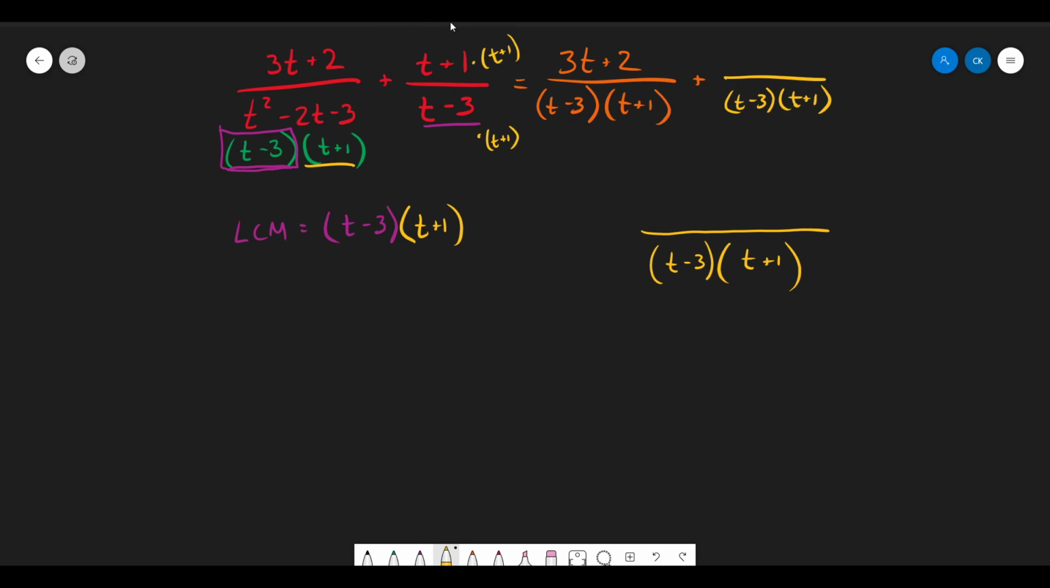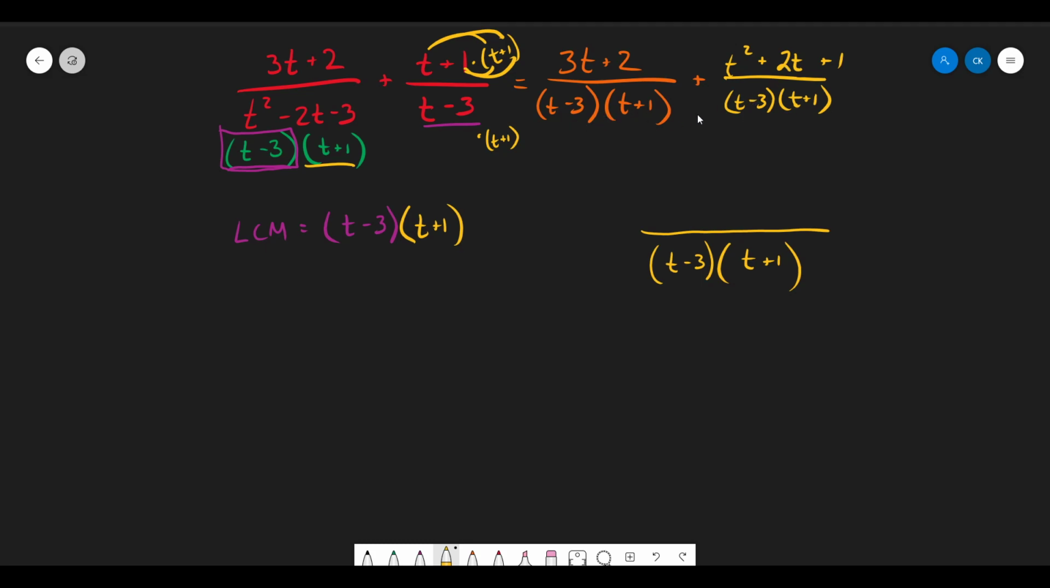So now, on top, t plus 1 times t plus 1, I actually have to multiply that through. So I'm going to double distribute here. T times t, t squared. T times 1, t. 1 times t, t. 1 times 1, 1. What I can do is I can change this t plus t, I can combine those to be a 2t. And now I have my new second fraction. Now I can work with this exactly as if it was a problem that we had in the previous lesson.